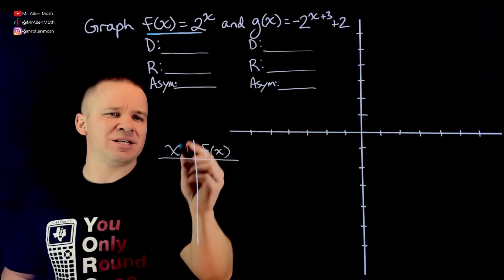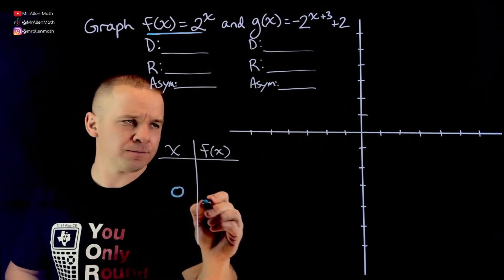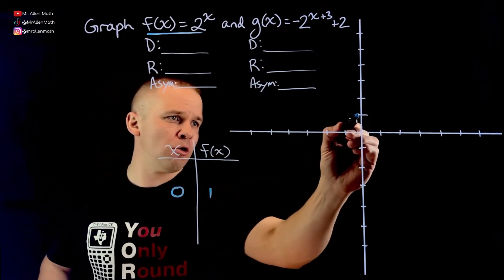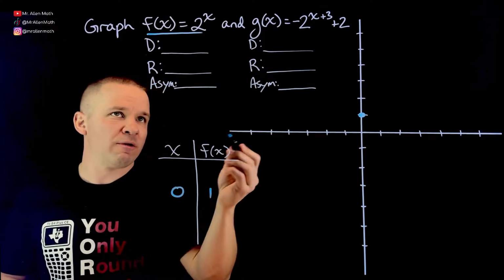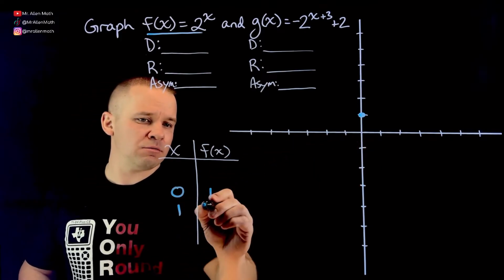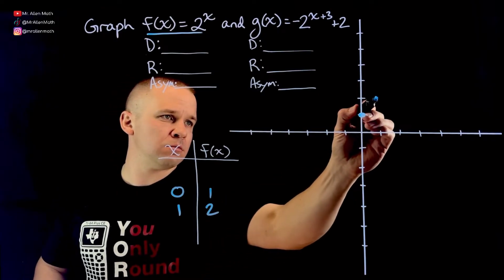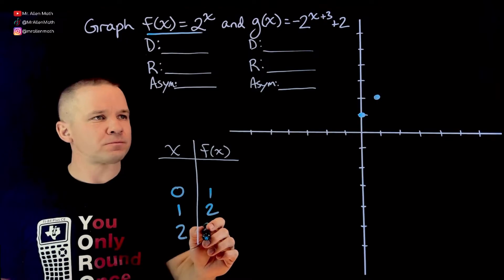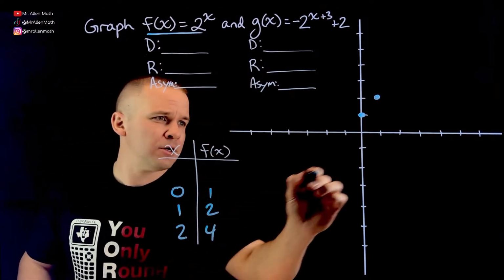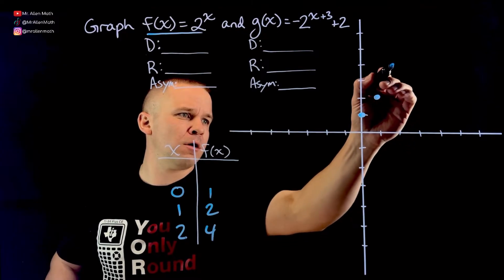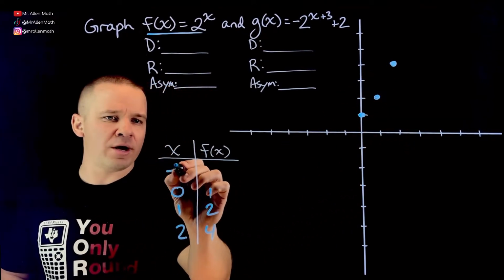If I plugged in 0, I would end up getting 2 to the 0 power, which is just 1. So 0, 1. What if I plugged in 1? Well, then I'd get 2 to the 1, which is 2. And then if I plugged in 2, 2 squared is 4. So 2, and then we got 4. Okay, there we go. And then let's even go one negative number here.